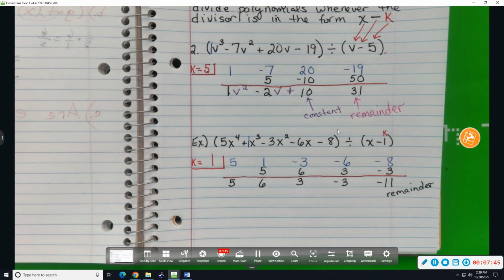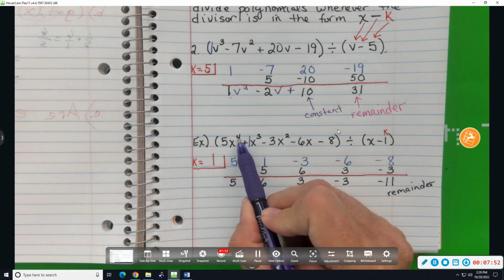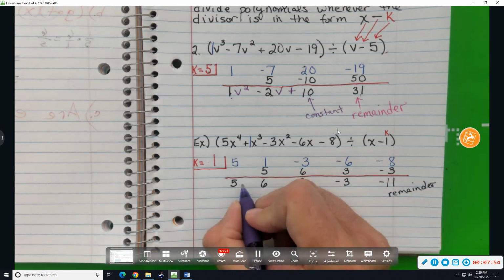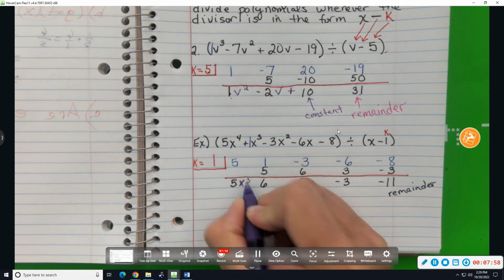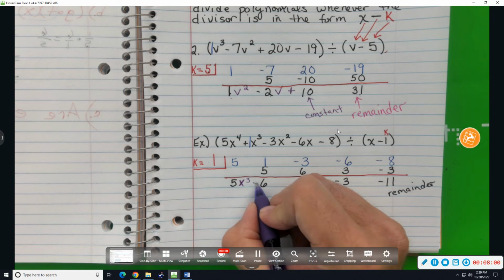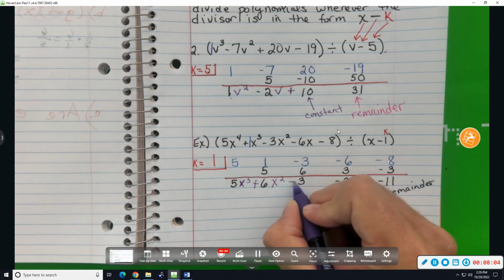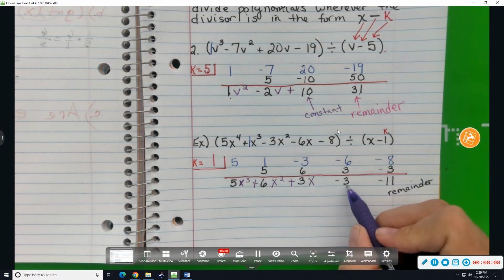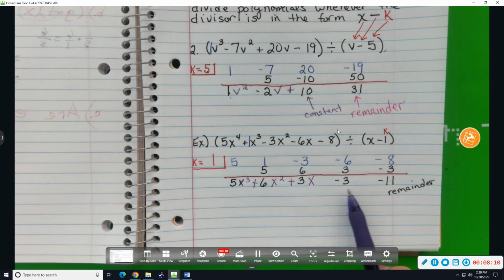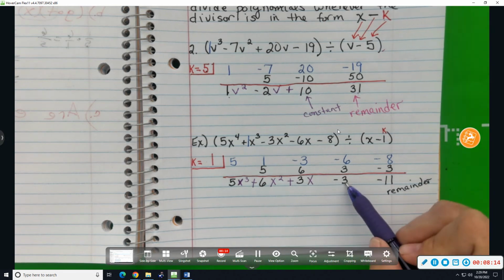Now, what about the variables? Well, you take the largest exponent and subtract 1, and then you just keep reducing the exponent. So it's x to the third, 6 is positive, x squared, the 3 is positive, x, that last number is the number without the x. That's what's called the constant term.